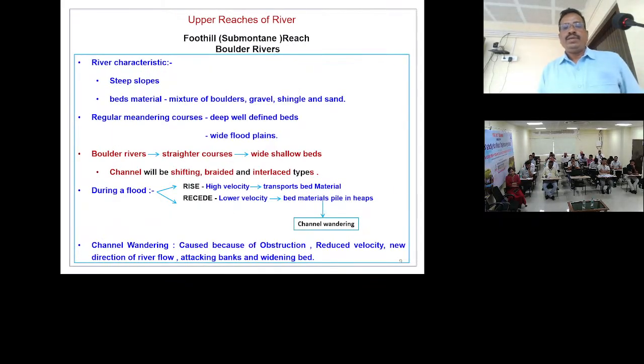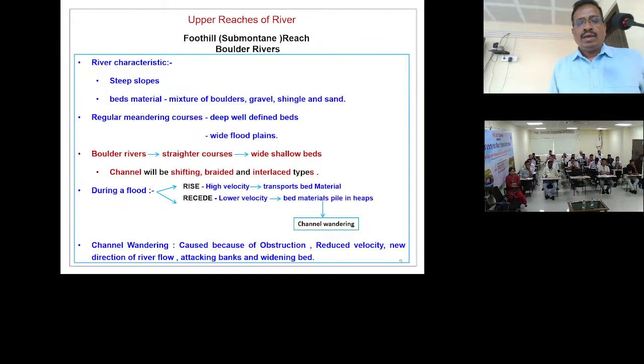While coming to the foothill rivers, the river characteristics are steep slopes also. Bed material is mixed with boulders, gravel, shingle and sand, with regular meandering courses, deep well-defined beds, and wide floodplains. So straight courses are there, and wide shallow beds you can find in these boundary rivers. The channel will be shifting, braided and interlaced types. You can find any type of beds.